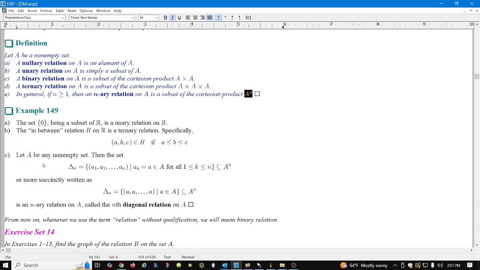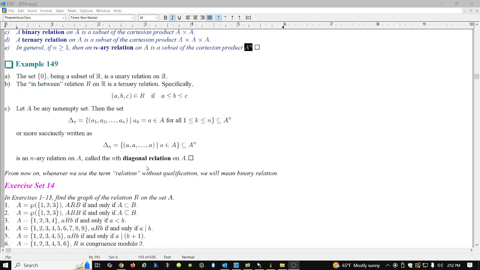And if you remember the diagonal relation of size 2, you can do that with any number of elements. So you can define an n-ary relation, the nth diagonal relation. But in the future, for this course, whenever I use the term relation, it's going to mean binary relation, unless I say otherwise.